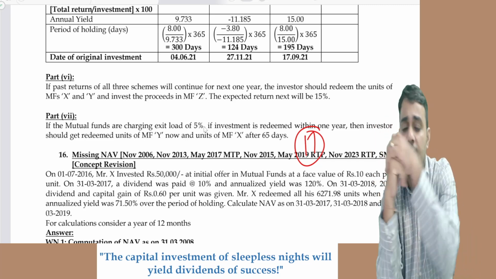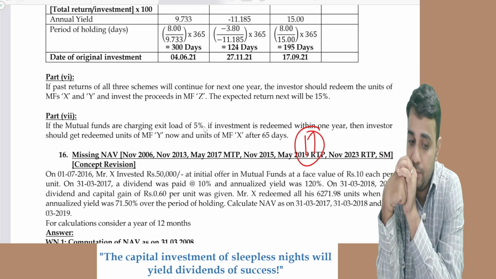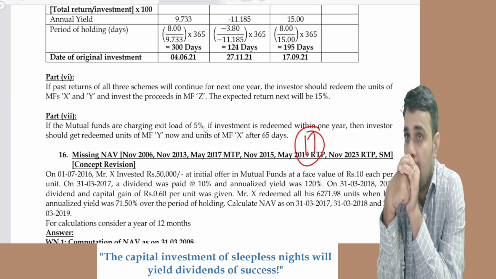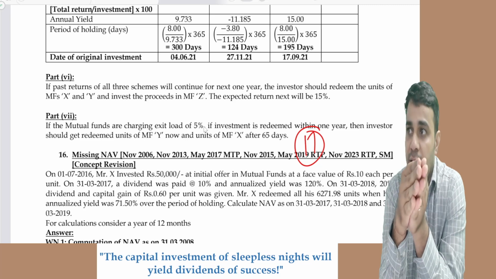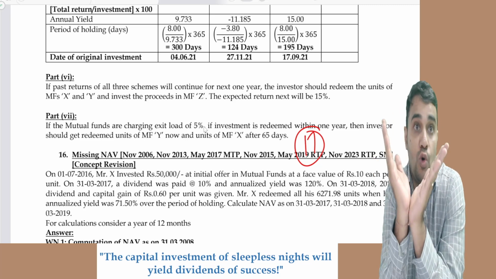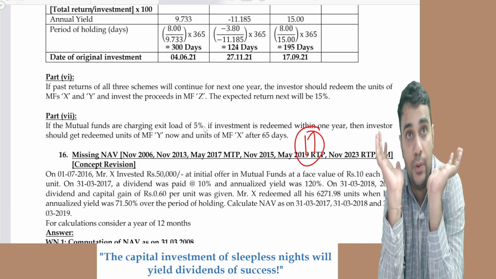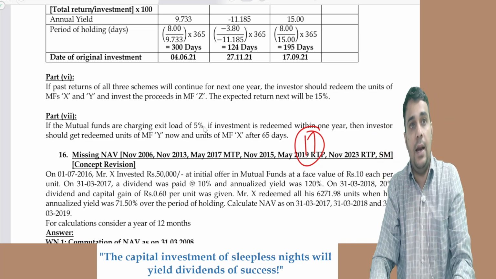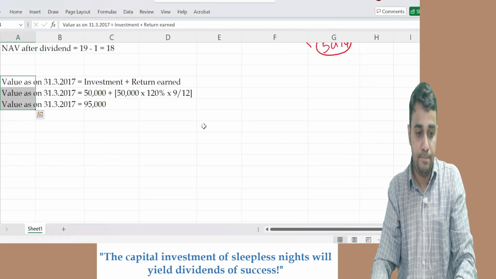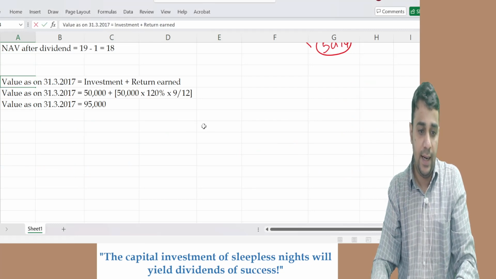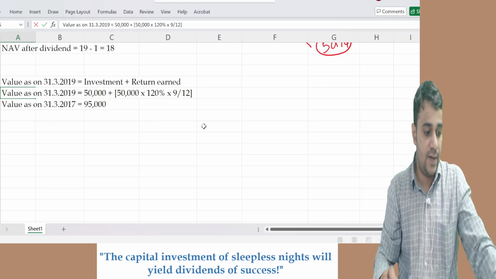How do I calculate 31/3/2019? Using the same logic of 31/3/2018, investment plus the annualized return is equal to closing value of 6271.98 units. Same logic. Value as on 31/3/2019 is equal to investment plus return earned from day zero.